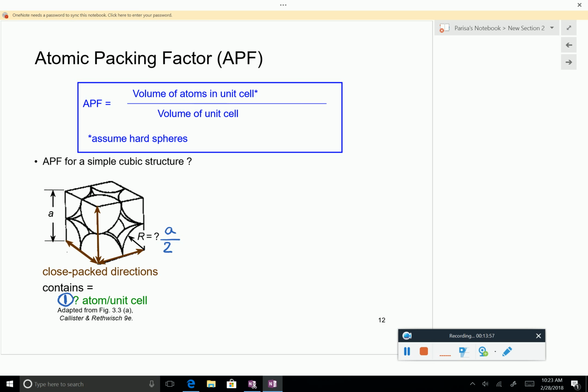How do we calculate that? Well, we all agreed that there is one full atom in this unit cell, right? What is the volume of one sphere with radius r? That's the harder question.